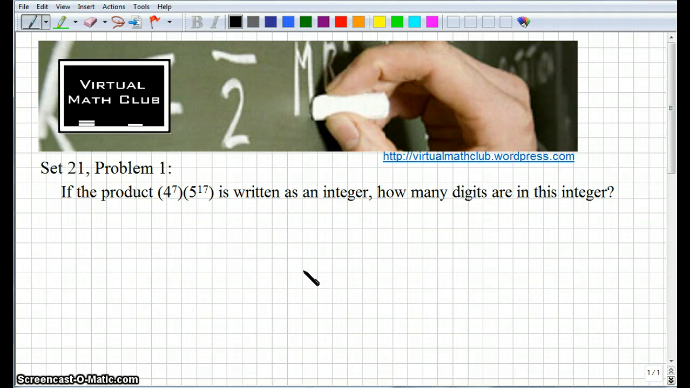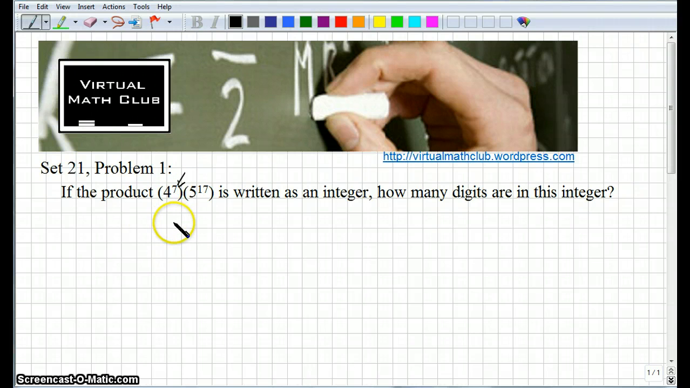Alright, problem number 1. We have a product of 4 to the 7th times 5 to the 17th. If we were to write that out as an integer, how many digits would that integer have? Okay? Well, let's just figure it out. Now we have to deal with these exponents, so let's make sure we know what an exponent means.